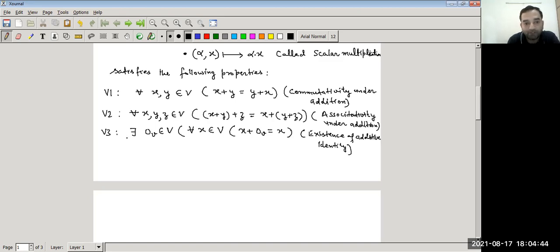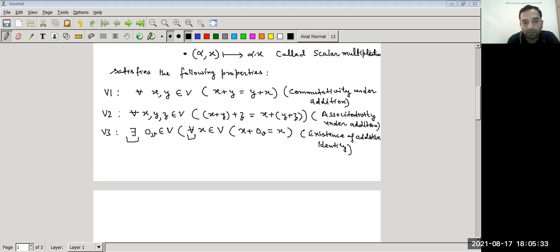So the quantifiers are very important. These are the quantifiers which are very important. So when we write the existence of additive identity, then you have to keep in mind the quantifiers. There exists, it means this zero vector works for every element of the vector space.